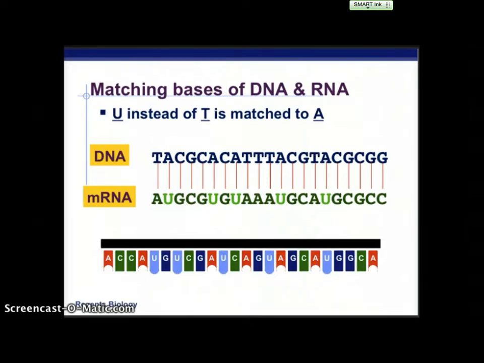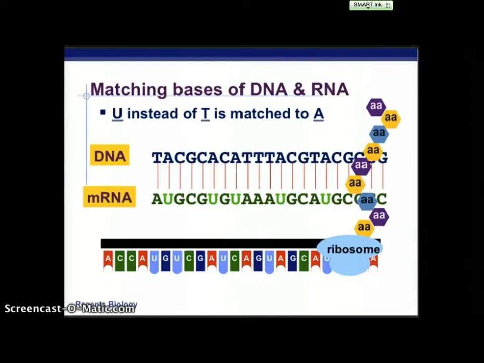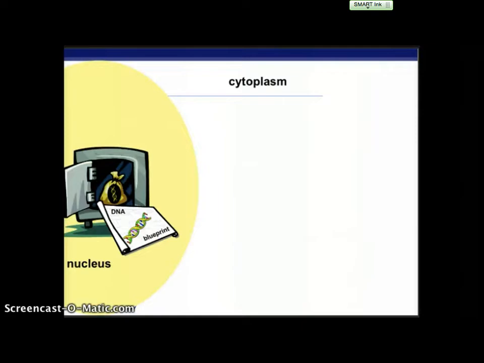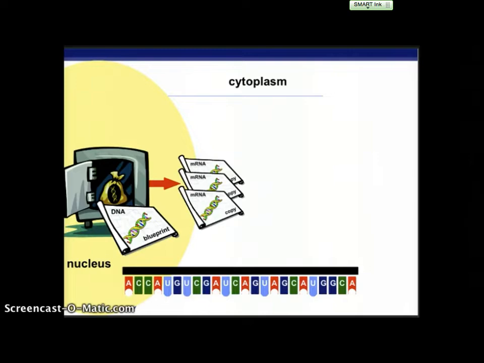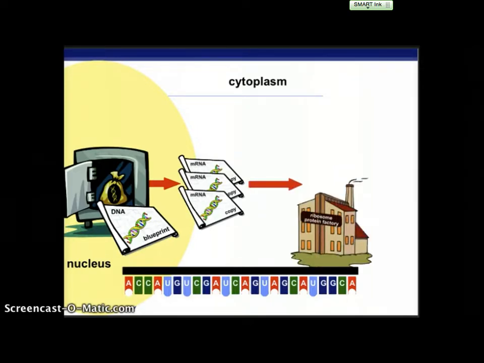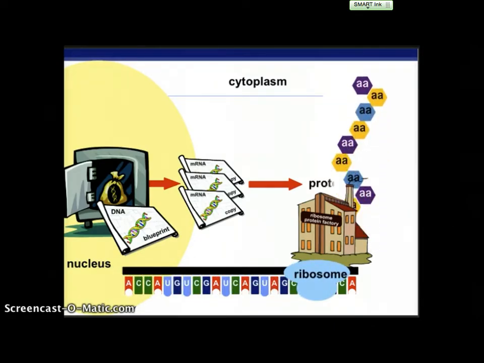Now this is going to travel to the ribosome. And the ribosome is going to make a chain of amino acids which forms a protein. So again, the nucleus has the DNA, we make the mRNA, that mRNA goes to the ribosome, and our ribosome is going to make the chain of amino acids which forms a protein. Our protein then is our trait.